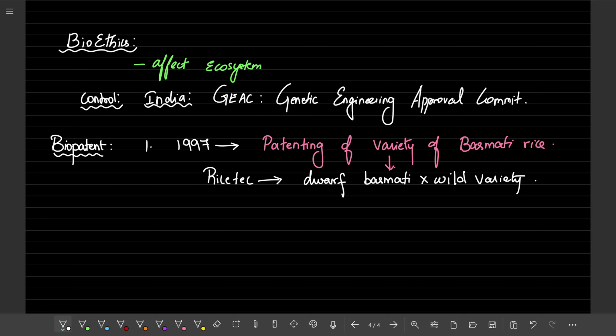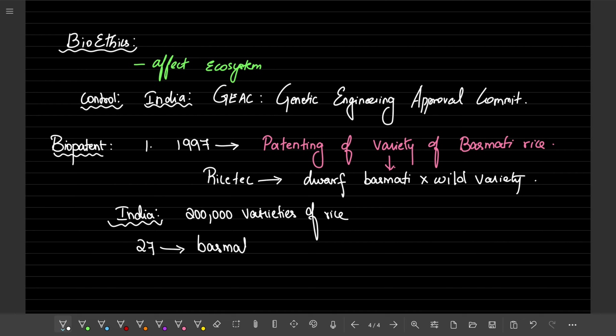They said they have produced a new novel wild variety, a dwarf variety of basmati, by crossing it with a wild variety. They have said that they have produced a completely new variety of basmati, which means nobody else can grow this basmati rice anywhere. Okay, this or that are the new varieties they have produced.